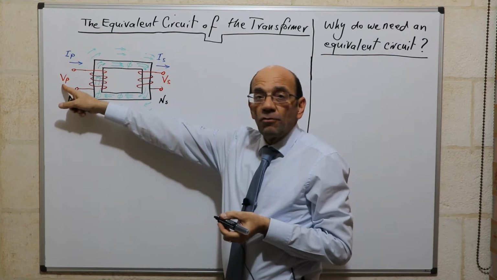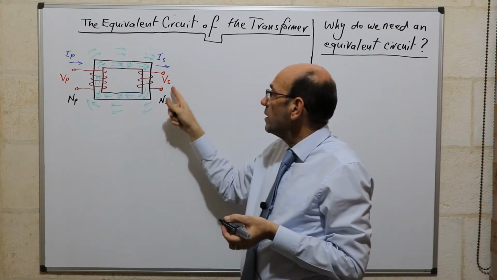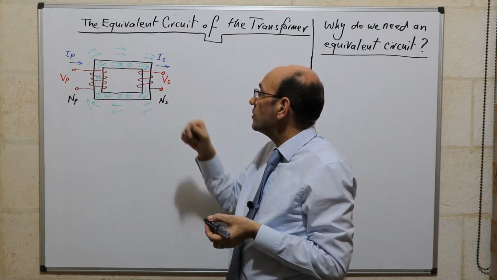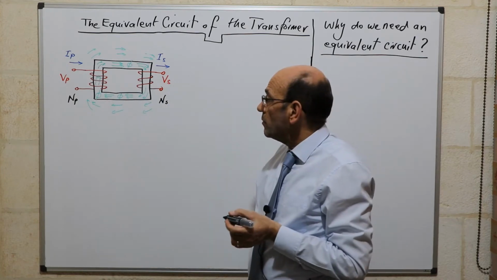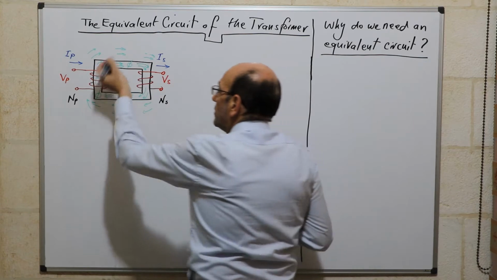There's the primary voltage, which is understood to have to be an alternating signal, and that comes out as an alternating signal. So that's the primary voltage, the secondary voltage, the primary current, and the secondary current. What we have linking the primary to the secondary is the magnetic core.